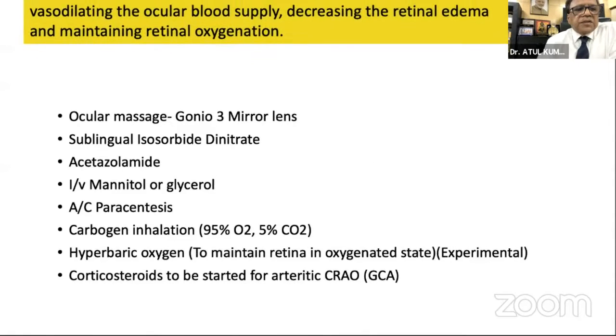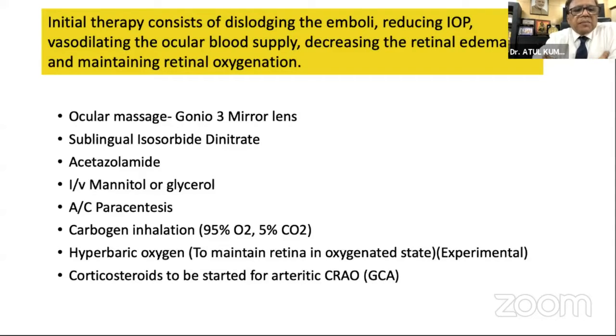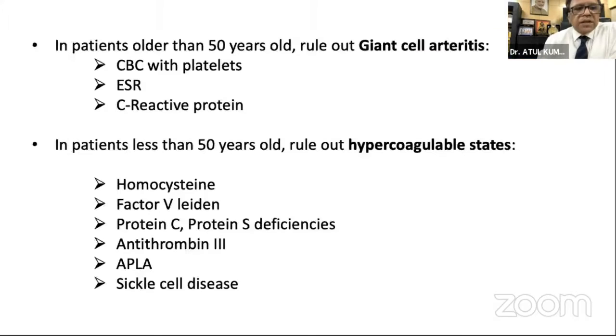It's very important that the therapy should dislodge the emboli, reduce the IOP, vasodilate the vessels, increase ocular blood supply, decrease the retinal edema, and maintain retinal oxygen. So ocular massage, which you can do with the finger or with a Goldmann three-mirror lens, or sublingual isosorbide, acetazolamide, IV mannitol, AC paracentesis, carbogen inhalation, 95% oxygen and 5% carbon dioxide, hyperbaric oxygen to maintain the oxygenated state. Steroids to be started for arteritic CRAO only. So this is the initial management.